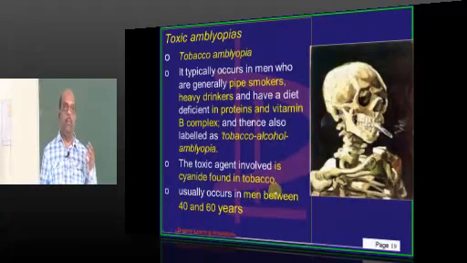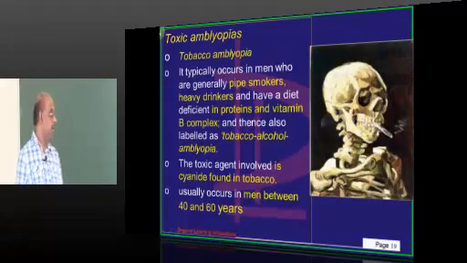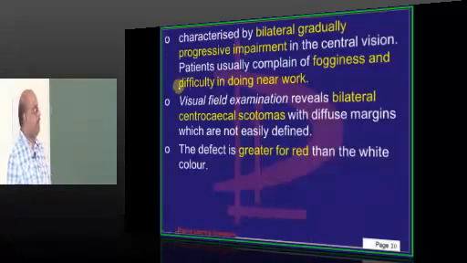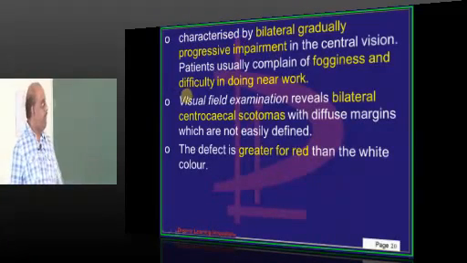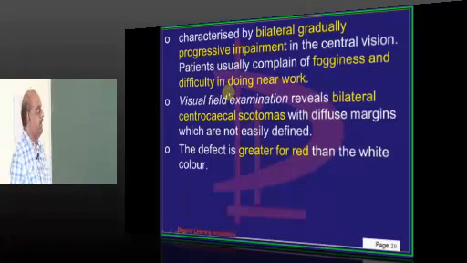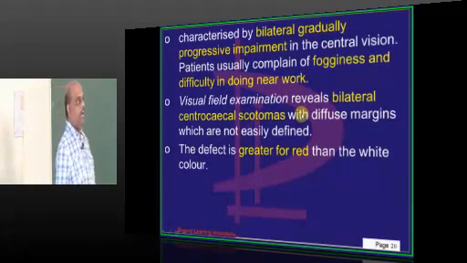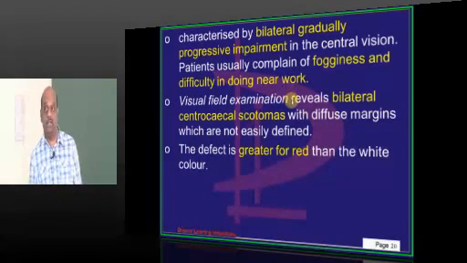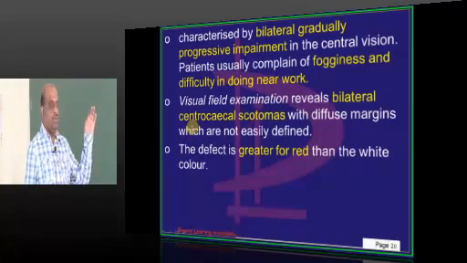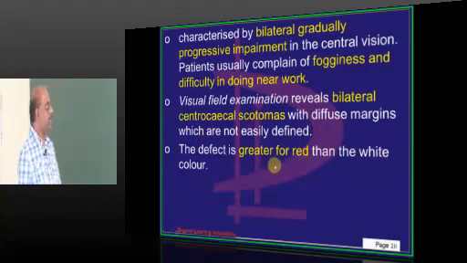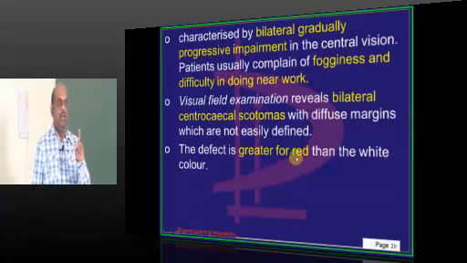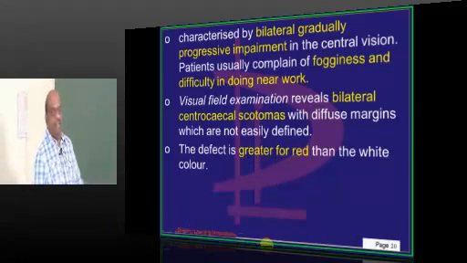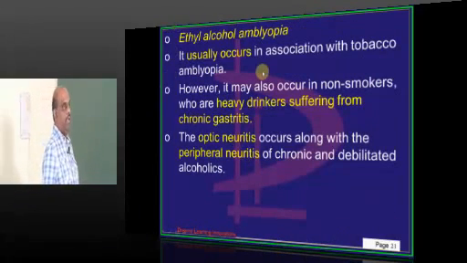Now in tobacco, what is the important substance leading to amblyopia? It is the cyanide which is leading to it. And usually it occurs between 40 to 60. And there is a fogginess and difficulty in working for the near objects. Then what is a very important type of scotoma which you see in tobacco amblyopia, doctor? One of the favorite MCQs of the examiner. Cecocentral or centrocecal scotoma. And for the red color, it is a much bigger defect than the white color, which is also what you need to remember.